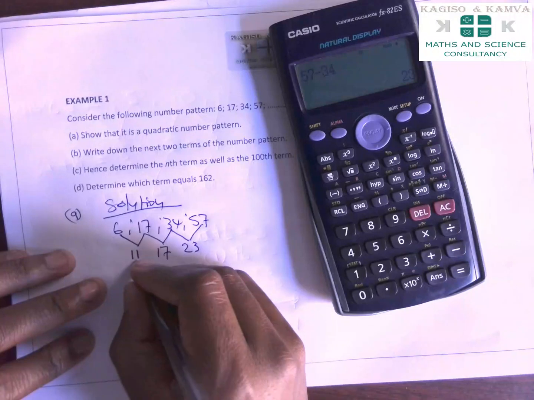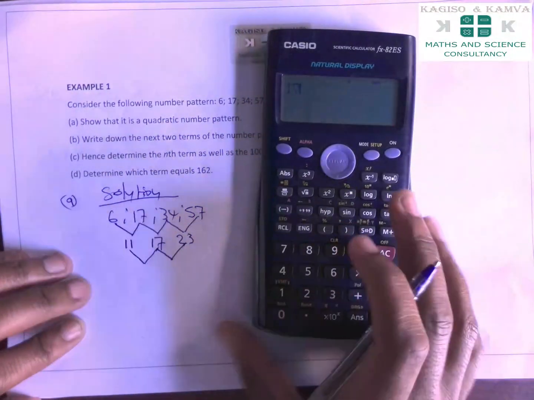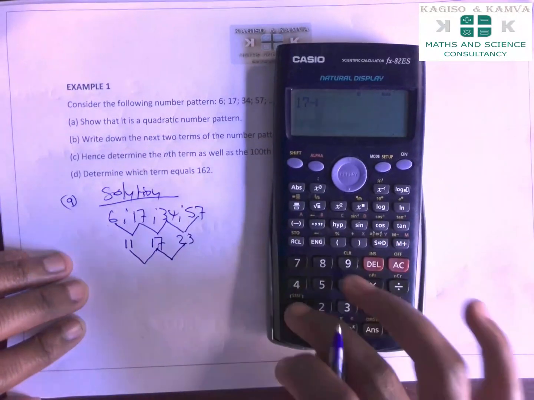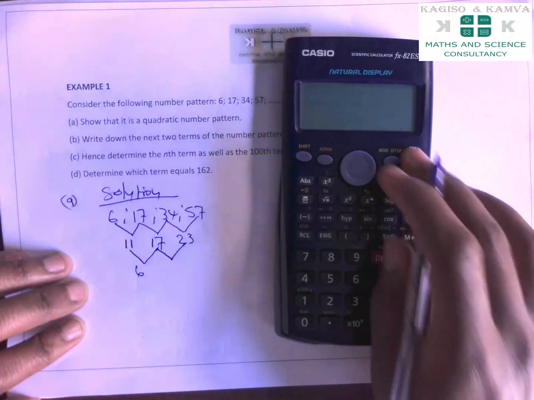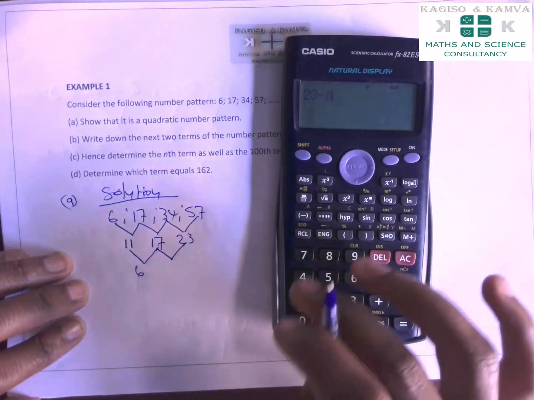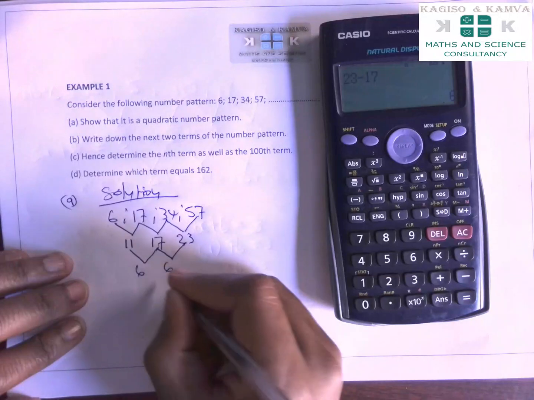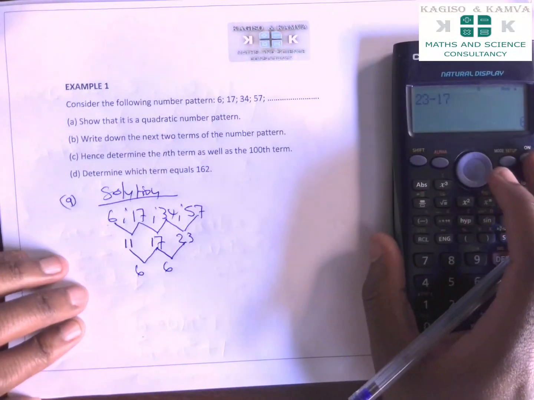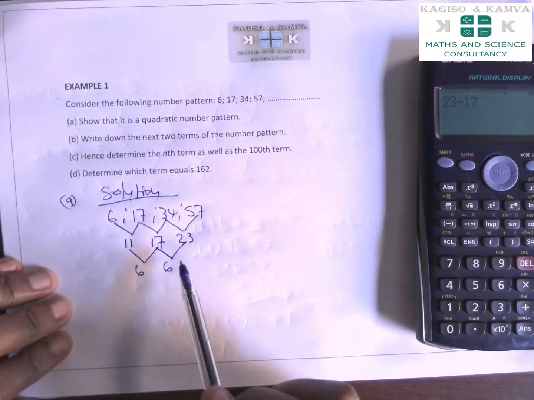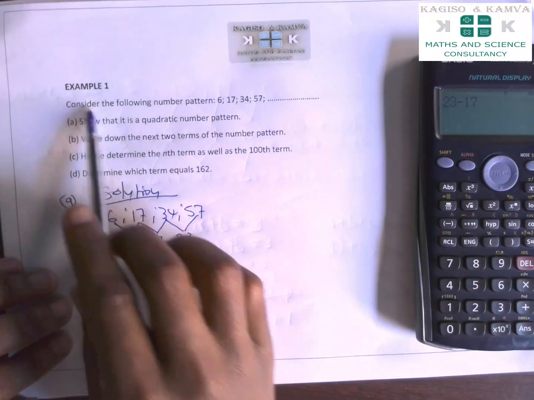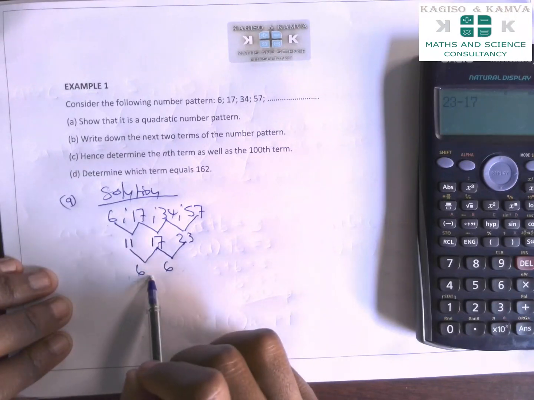Now we're looking for the second difference. 17 minus 11 is 6. And then we say 23 minus 17, the answer is what? Also the answer is still 6. So that is how we show that this is a quadratic number pattern, because it has a constant second difference.